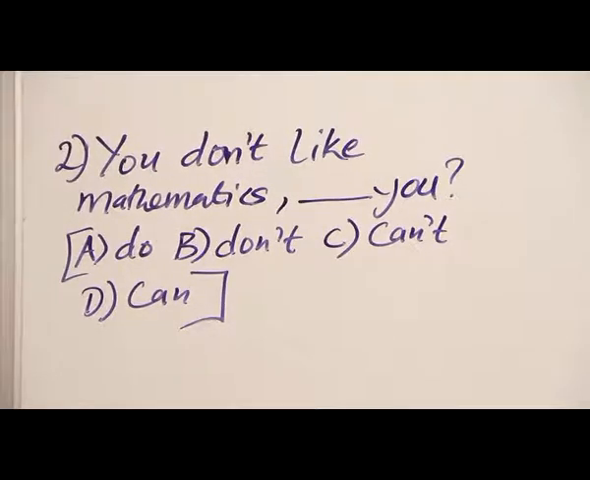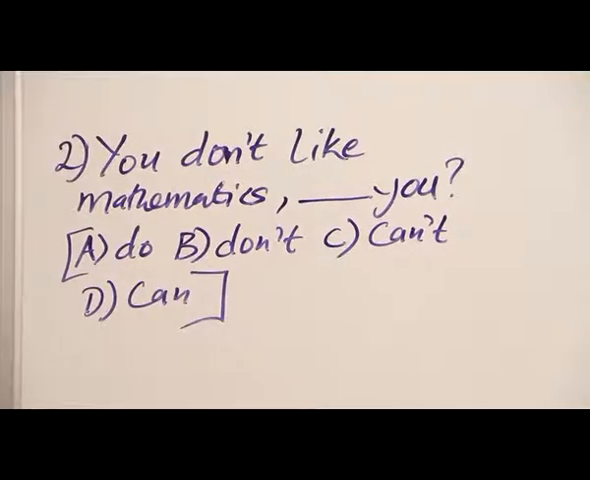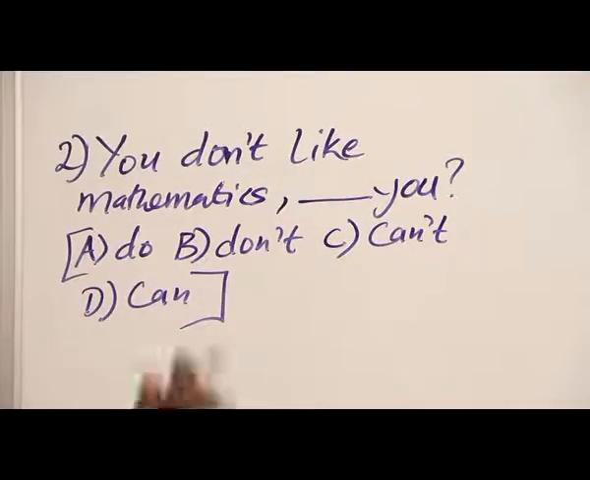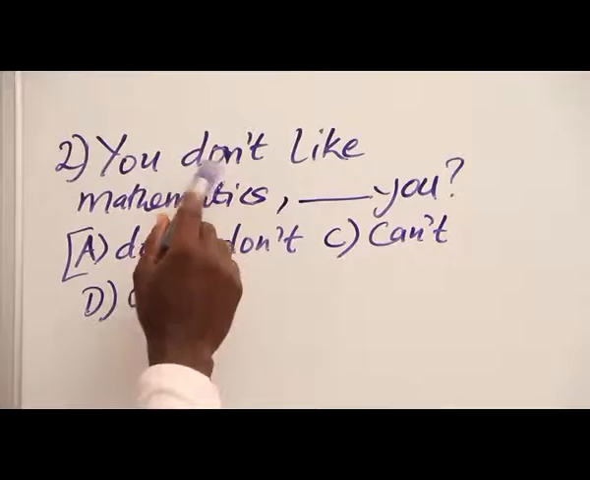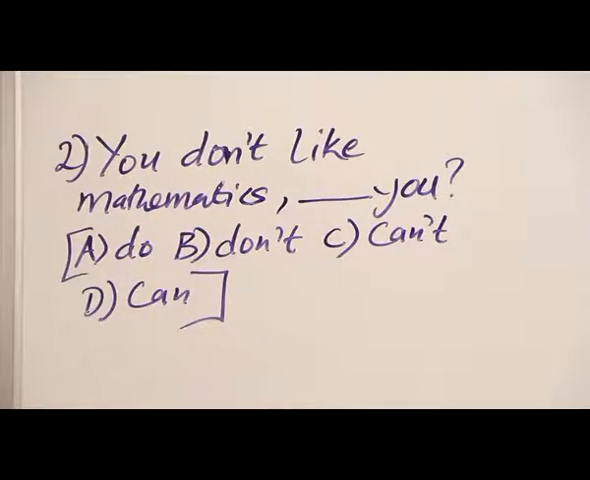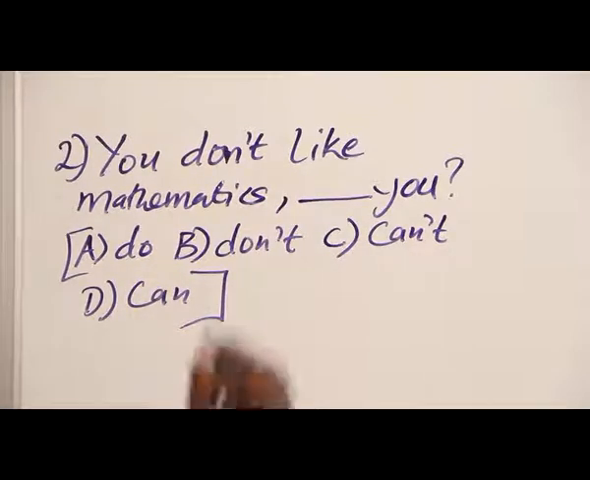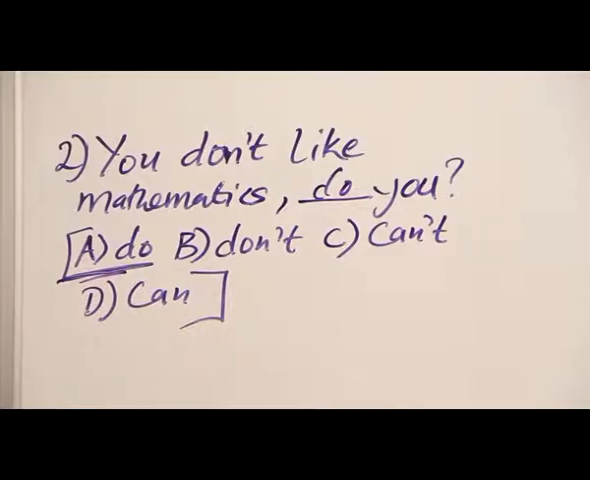Now we have a number of reasons to eliminate all wrong options. First, you look at this: it is negative. So we can simply remove all options that are negative, because your tag has to be positive. So B goes, C goes. And then you have between A and D. And of course, you can see do already in place, so the verb should also be the same, do, but in positive form. And that makes this place to you. The answer, therefore, is A.